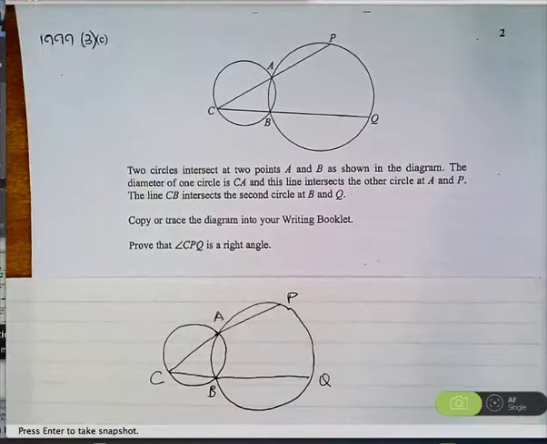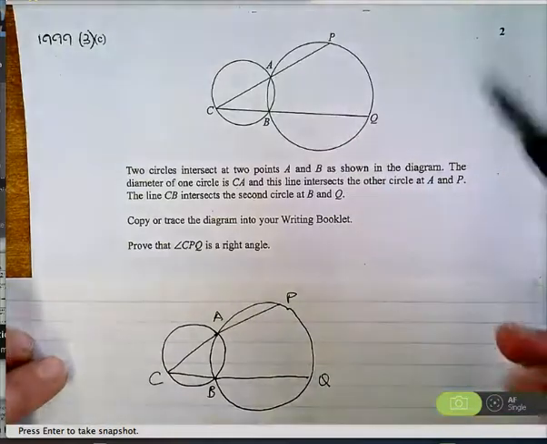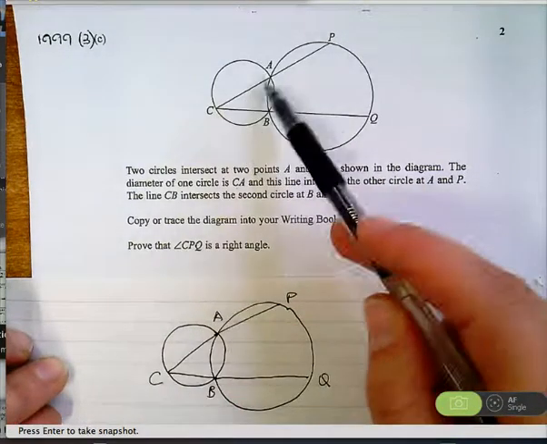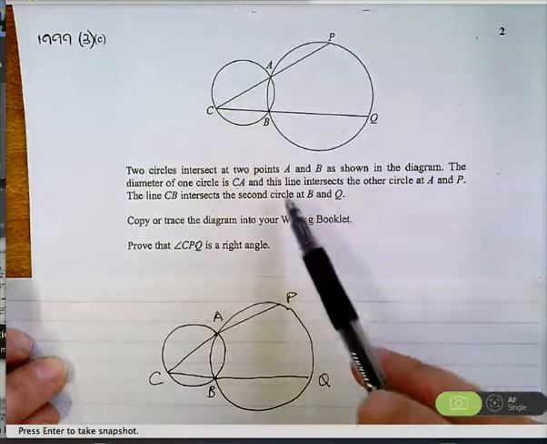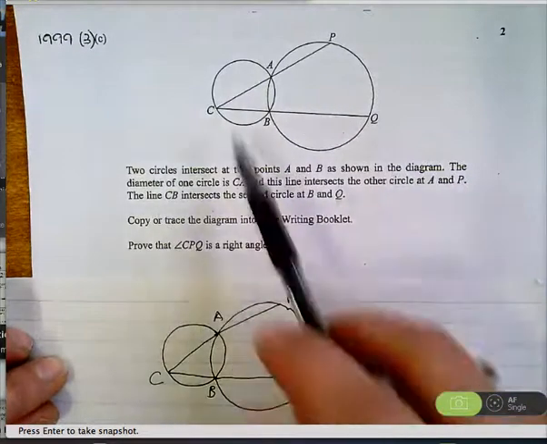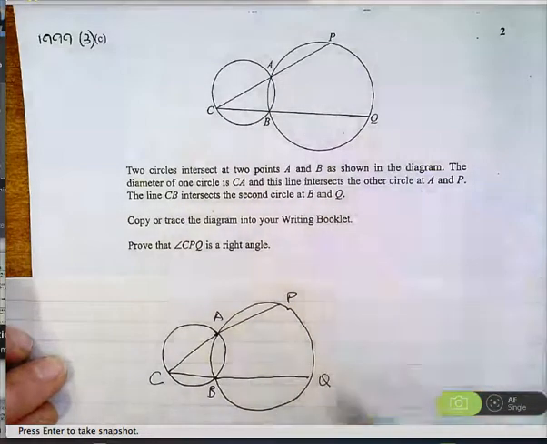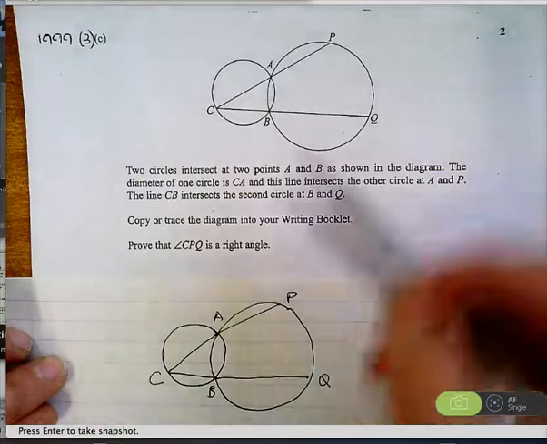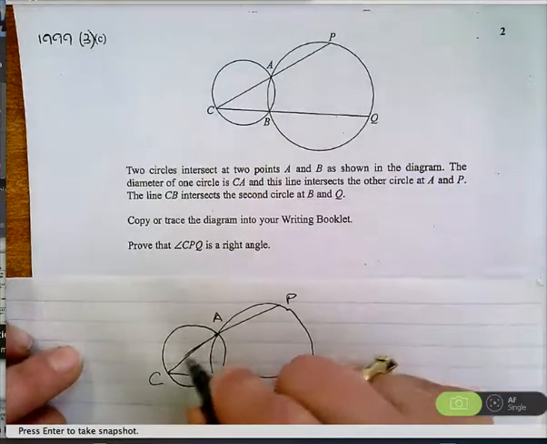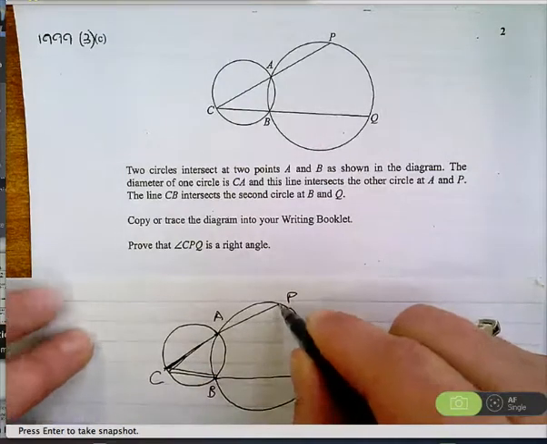Okay, 1999, question 3C. These 2 circles intersect at A and B as shown in the diagram. CA is a diameter, and this line intersects the other circle at A and P, and the line CB intersects the second circle at B and Q. You have to copy it into your booklet, and you have to prove that angle CPQ is a right angle. Now, this is obviously a straight line. I haven't drawn it very well, all right?